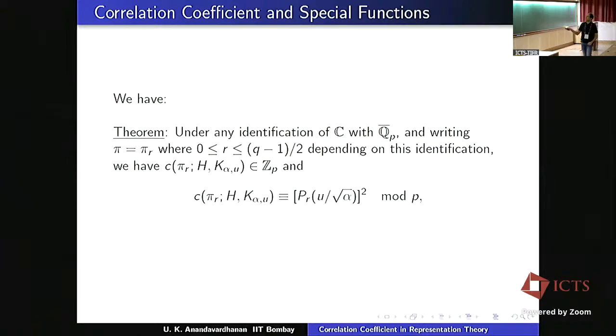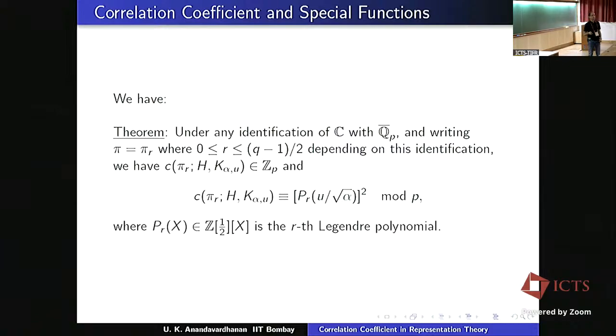It is a certain polynomial evaluated on U and alpha. The answer depends on U and alpha. It's evaluated on U by root alpha and the square of it. This is the answer modulo P, where P are the famous Legendre polynomials. So these are classical polynomials which are studied all over mathematics. I'm normalizing so that, in the standard way in which it's written, the coefficients are half integers, so it belongs to this.